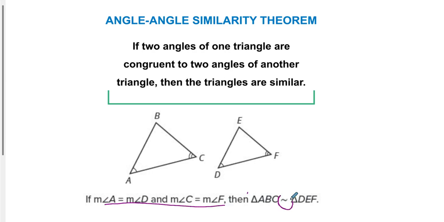Now this symbol is similar. If you recall, this symbol is congruent. So similar is only the top little squiggle line. If you write equal or the congruence symbol, that means something totally different. So don't do that.